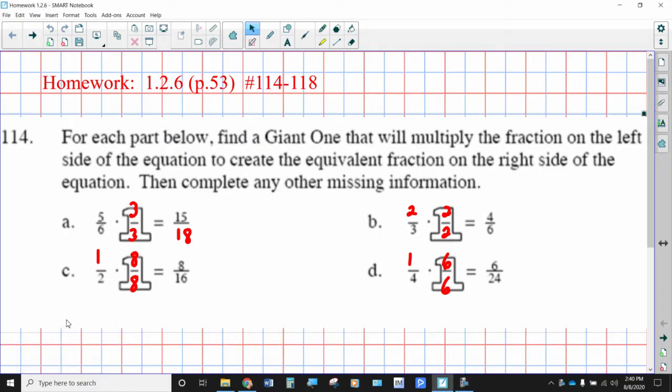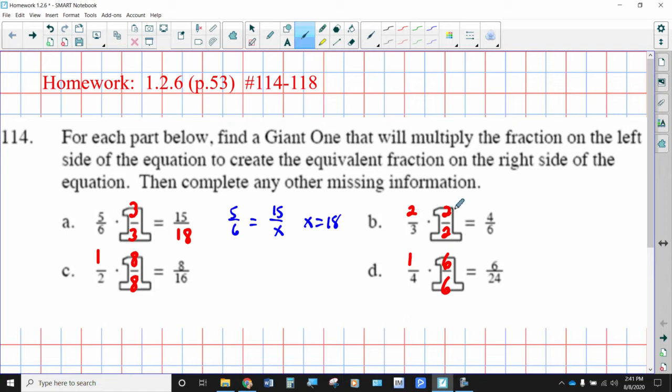All right, so for today's homework check, problems 114 through 118. Problem 114 wants us to fill in the gaps of our giant ones to write an equivalent fraction. So this is basically going to set us up for when we're doing proportional reasoning, where if 5 over 6 was equal to 15 over x, then you look and say, what do you multiply times 5 to give you 15? That would be 3, so you have to multiply the 6 times the 3, so x ends up being equal to 18.